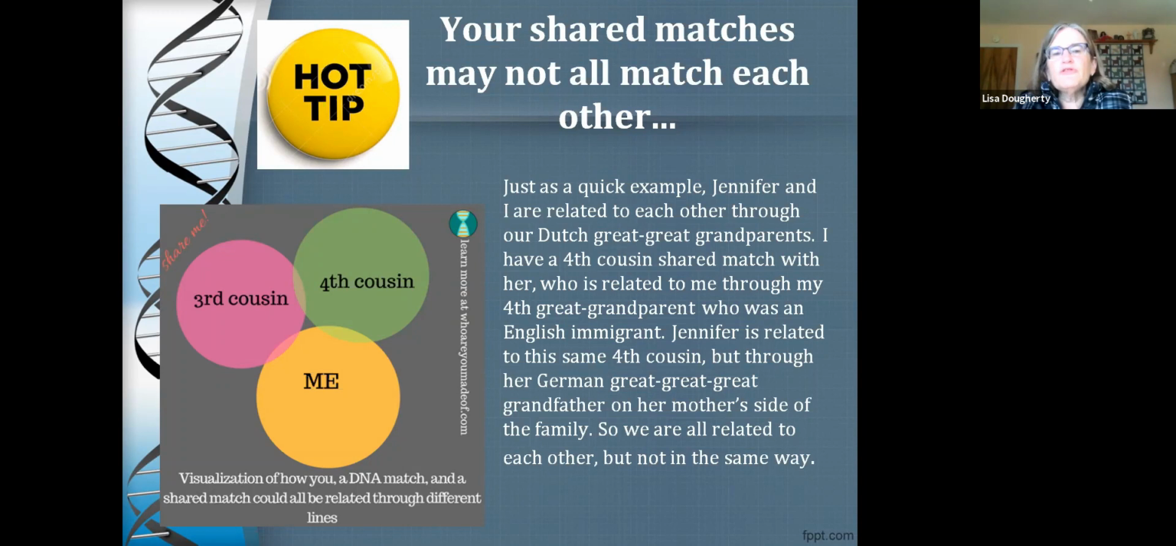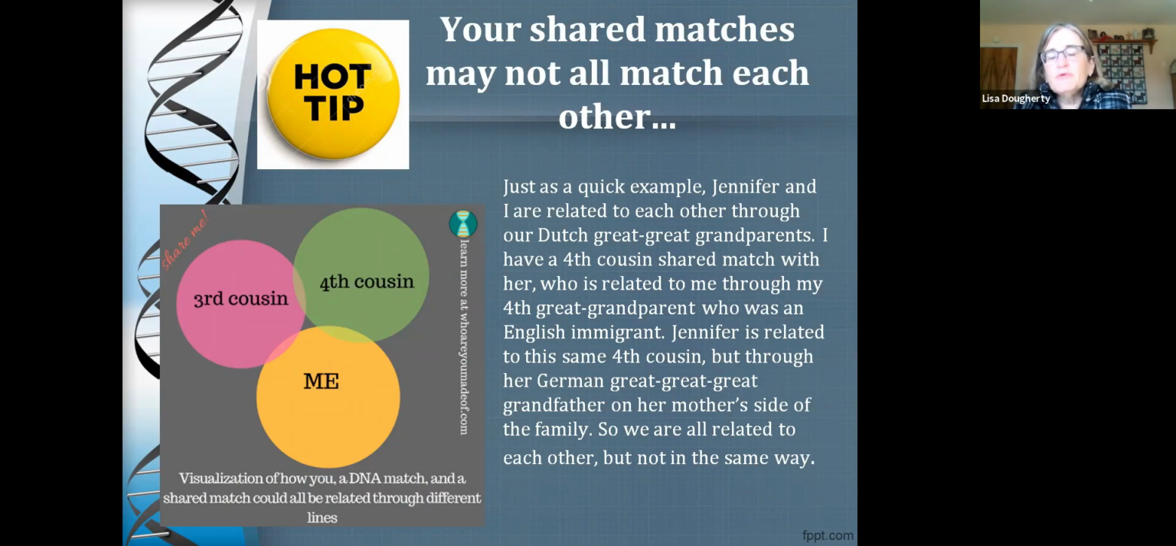So in other words, the third and the fourth cousin are related through a different line than the one we're related through. As an example, Jennifer and I are related to each other through our Dutch great-great-grandparents. I have a fourth cousin match who is related to me through a fourth great-grandparent who was an English immigrant. Jennifer is related to the same fourth cousin, but through her German great-great-great-grandfather on her mother's side of the family. So we are all related to each other, but not in the same way.